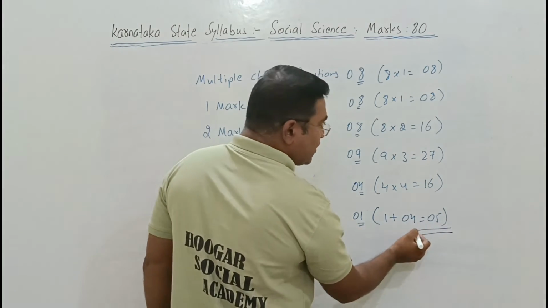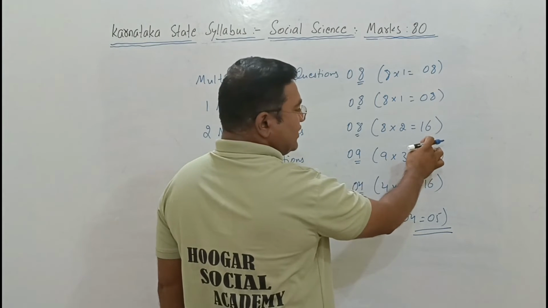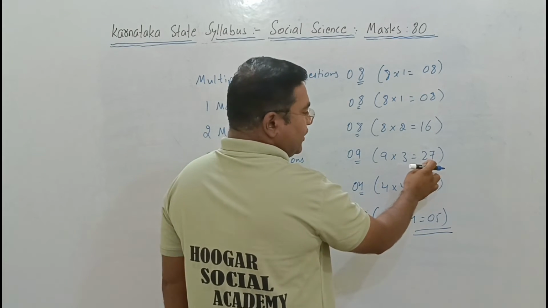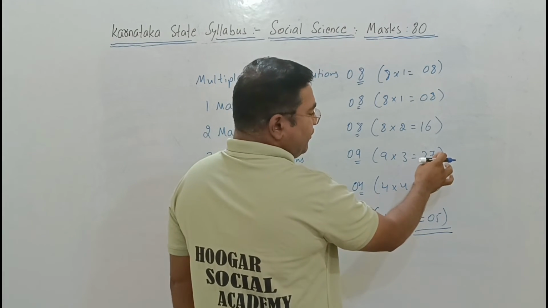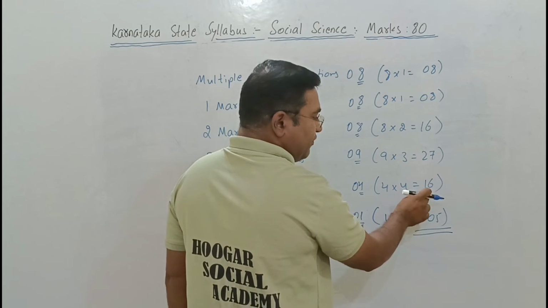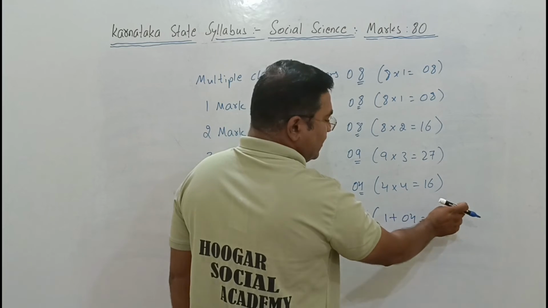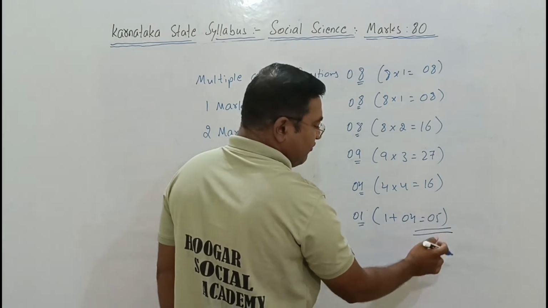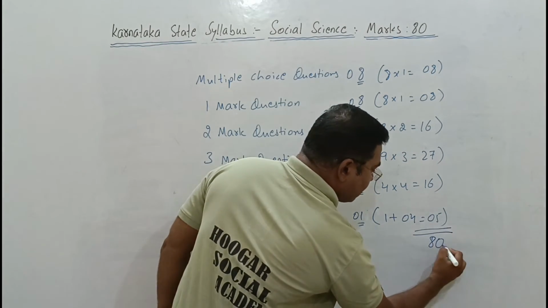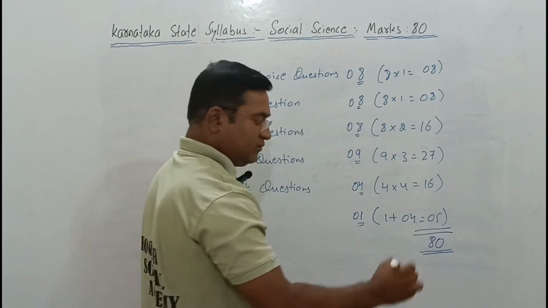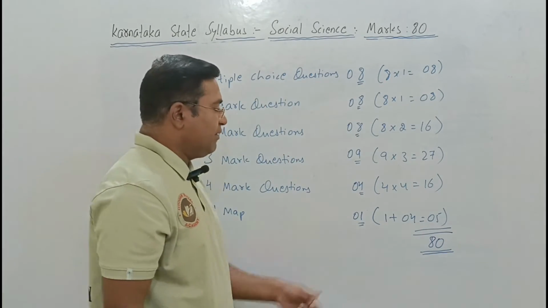When we calculate these all, how much? 8, 8, 16, 16 plus 16, 32, 42, 52, 52 plus 59, 59 plus 16, 69, 70, 71, 72, 73, 74, 75, and lastly 5 marks. If you add, total 80 marks. Total how many? 80 marks.